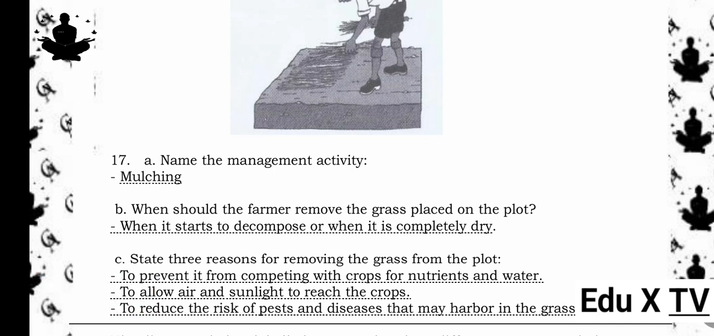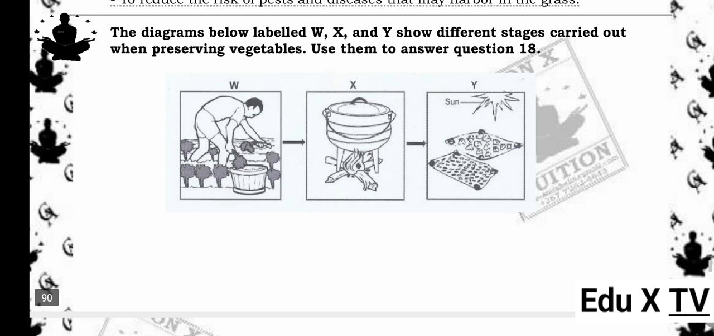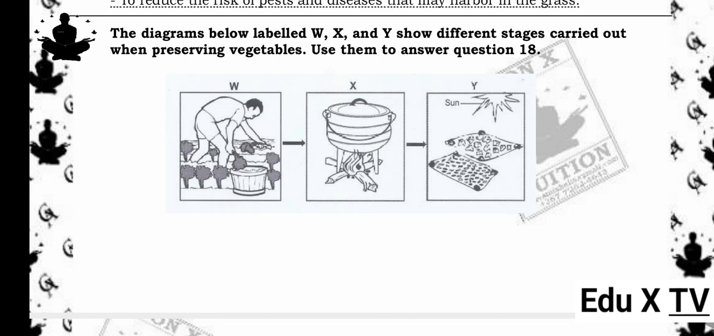C. State 3 reasons for removing the grass from the plot. To prevent it from competing with crops for nutrients and water. To allow air and sunlight to reach the crops. To reduce the risk of pests and diseases that may harbor in the grass. The diagrams below labeled W, X, and Y show different stages carried out when preserving vegetables. Use them to answer question 18.